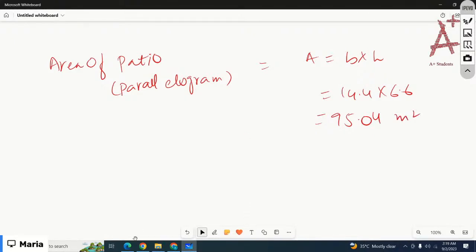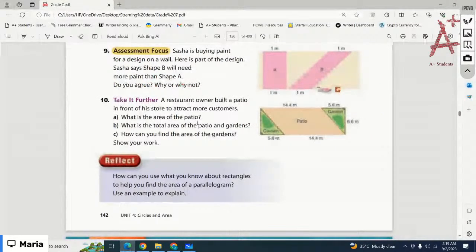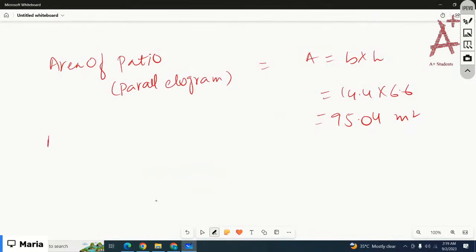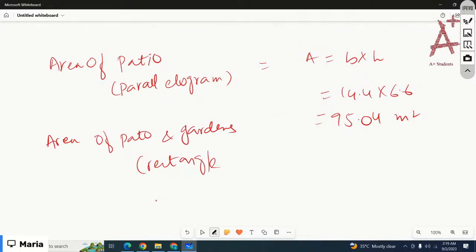So for the B part, you have to calculate the area of the patio and gardens, right? If you look at the patio and gardens, that is a rectangular shape, right? Together they make a rectangle. So you have to calculate the area of the rectangle. The area of a rectangle has the same formula, A equals base times height.